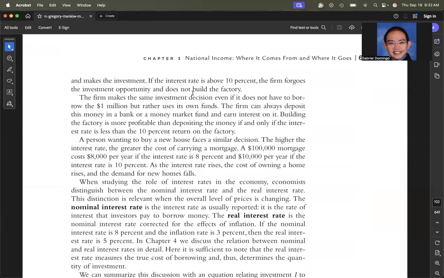So the firm makes the same investment decision even if it does not have to borrow the 1 million but uses its internal funds. The firm can always deposit this money in the bank or the money market fund and earn interest on it. Building the factory is more profitable than depositing the money if and only if the interest rate is less than the 10% return on the factory.